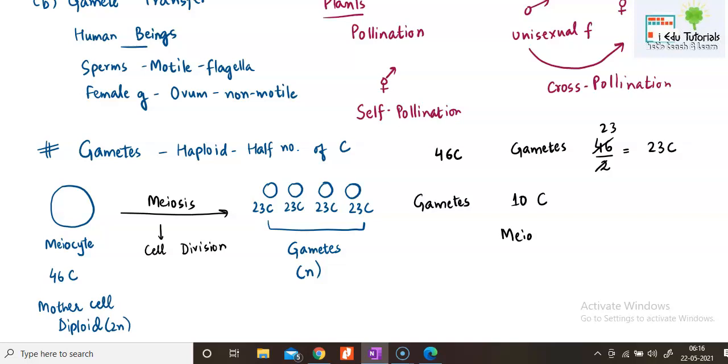They can also give you another case, that suppose in some gametes 10 chromosomes are present. What would be the chromosome number in their meiocyte? So the answer is very easy again. You have to take this value 10 and multiply it by 2 and the answer will become 20 chromosomes. Why have we done so? Because meiocyte has double the number of chromosomes in comparison to gametes. So we just have to take the value and multiply it.